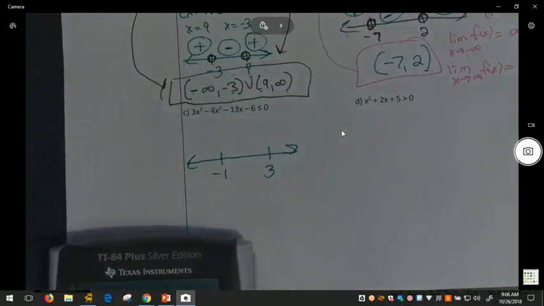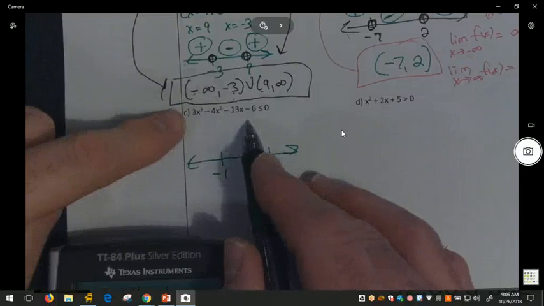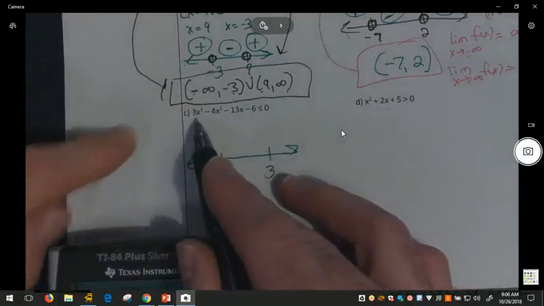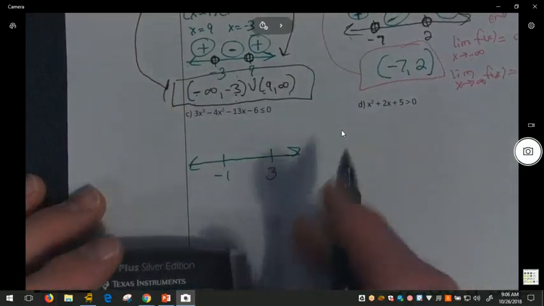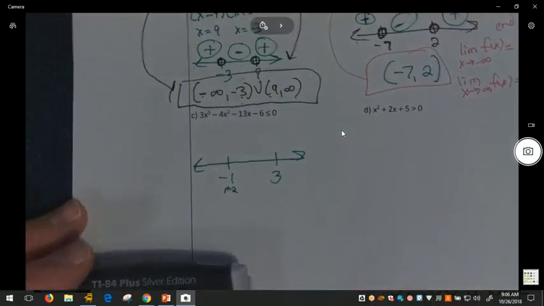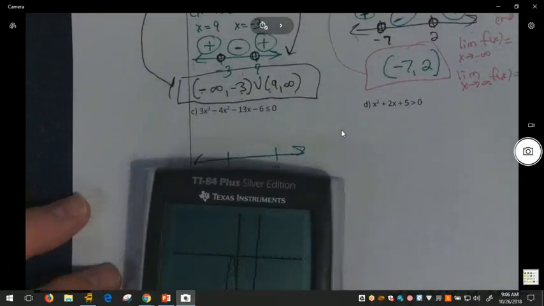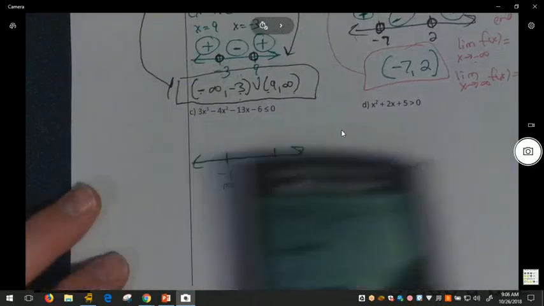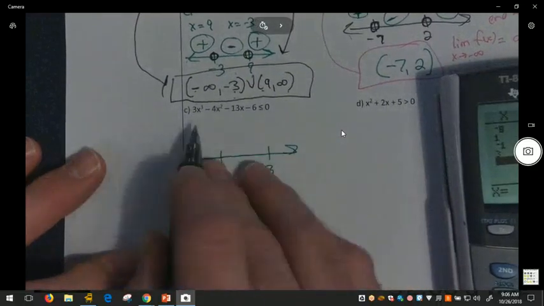If I couldn't get them this way, then I'd go through what we did in 2.4 with the rational root theorem, dividing it down to a quadratic, finding all 3 zeros. The reason I only have 2 on my number line is this one has multiplicity of 2. And we can see that on the graph by the bounce. So I now know that those are my zeros.